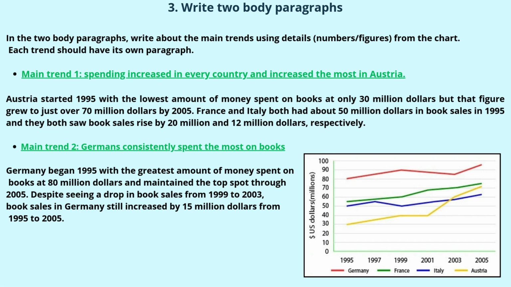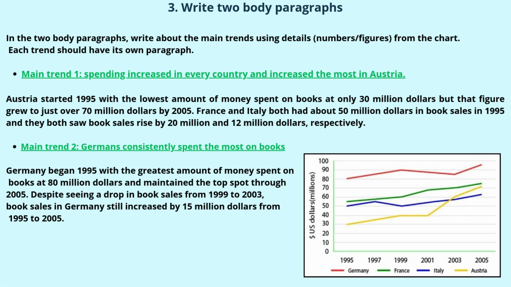For example, in the given line chart, main trend 1 is spending increased in every country and increased the most in Austria. So, we can write it like Austria started 1995 with the lowest amount of money spent on books at only $30 million, but that figure grew to just over $70 million by 2005. France and Italy both had about $50 million in book sales in 1995, and they both saw book sales rise by $20 million and $12 million respectively.